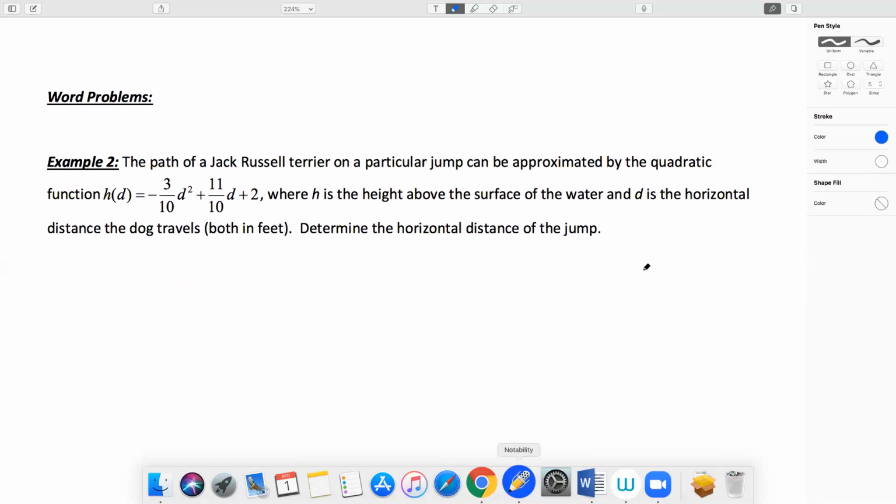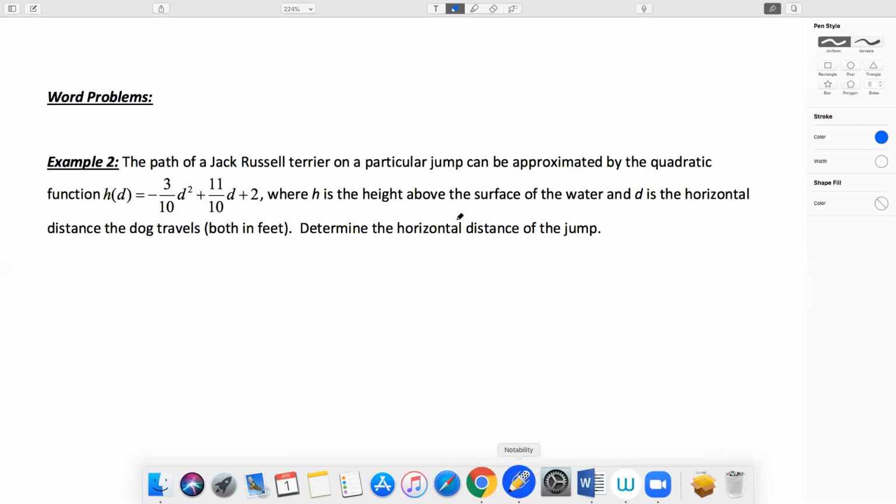All right, so this brings us to some trickier problems, the word problems, because we have to make sense of what the question's asking, and we have to figure out what math to do to solve it. So let's read through the question first. The path of a Jack Russell Terrier on a particular jump can be approximated by the quadratic function h of d equals -3/10 d squared plus 11/10 d plus 2, where h is the height above the surface of the water, and d is the horizontal distance the dog travels, and probably should be measured in meters since we use the metric system, but this question's in feet.